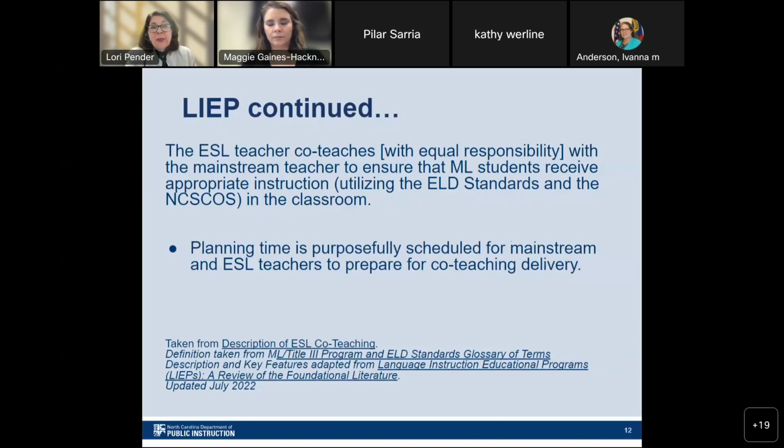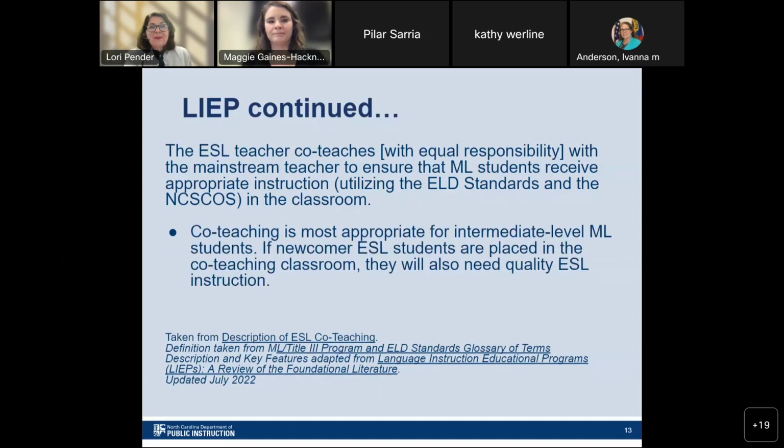So the next one is planning time is purposefully scheduled for mainstream and ESL teachers to prepare for co-teaching delivery. And I think we're going to find out that this is one of the biggest challenges, right, trying to find a common time to plan, because we have to plan well to teach well.